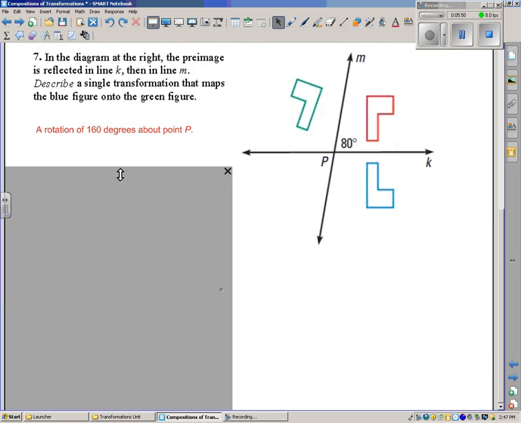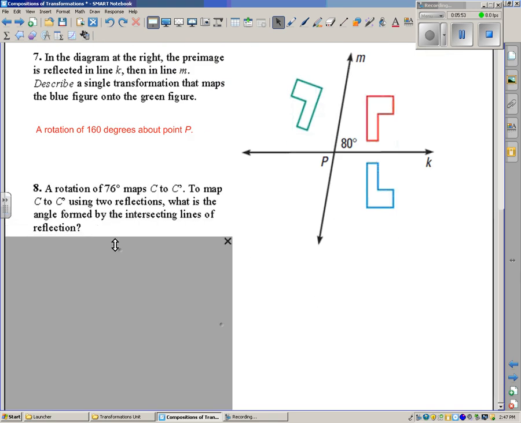And then the second question: a rotation of 76 degrees maps C to C prime. Map C to C prime using two reflections. What is the angle formed by the intersecting lines of the reflection? It's going to be half of that, 38 degrees. Okay, that ends part 2.